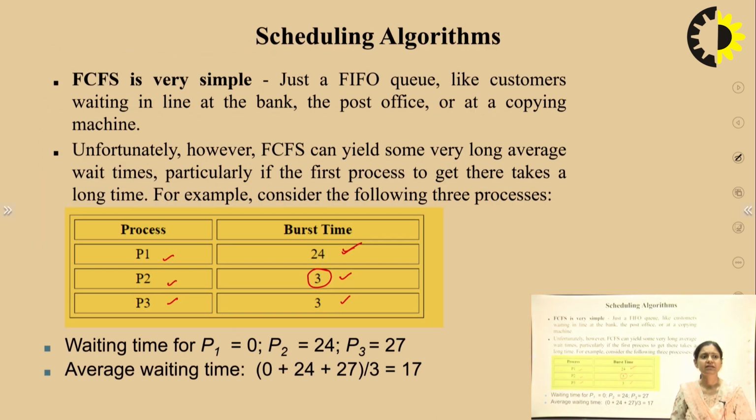So in that case, to identify the average waiting time, we add up all the waiting times. For P1 it is 0, for P2 it is 24, and for P3 it is 27. We divide it by 3 because we have 3 processes here. We get the average waiting time of all 3 processes as 17.